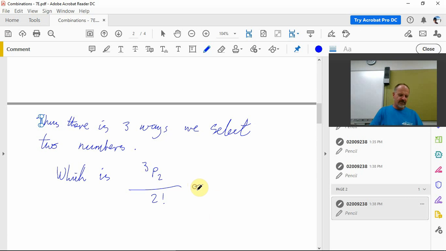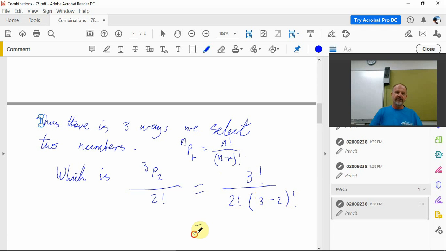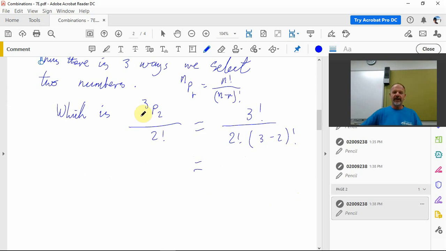Now, if we have a look at that, that's 3 factorial over 2 factorial, which is there, but remember nPr is n factorial over n minus r factorial. So 3 factorial over n minus r, and that's 3 minus 2 factorial. Of course, this 2 factorial is just my r, the r that's already there.